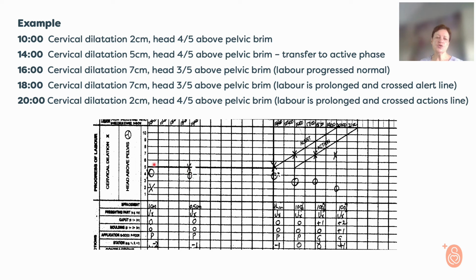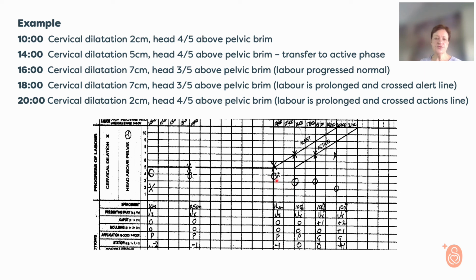Then 4 hours later, because we determine the progress of labor 4 hourly during the latent phase of labor, we see here now that the cervix is 5 centimeters dilated. So the patient is now in the active phase of labor. We have to remember, we have said we have to transfer all these observations to the active phase of labor. The head is still 4/5 above the pelvic brim. The effacement is now better. The cervix is now thin. The vertex is still the presenting part. There's no caput. There's no molding. There's still poor application, and the station is still -1. So the head is still above the ischial spines.